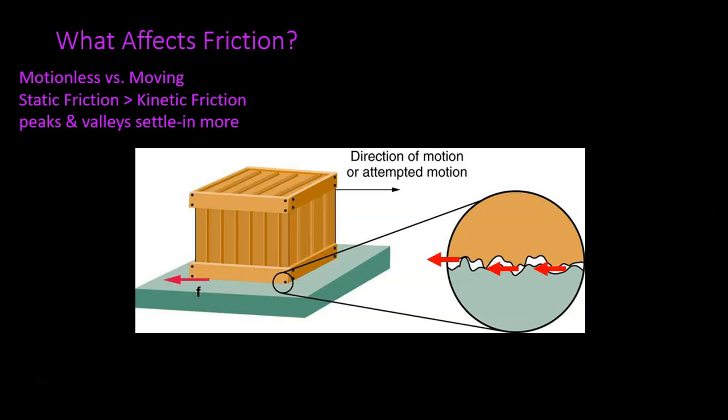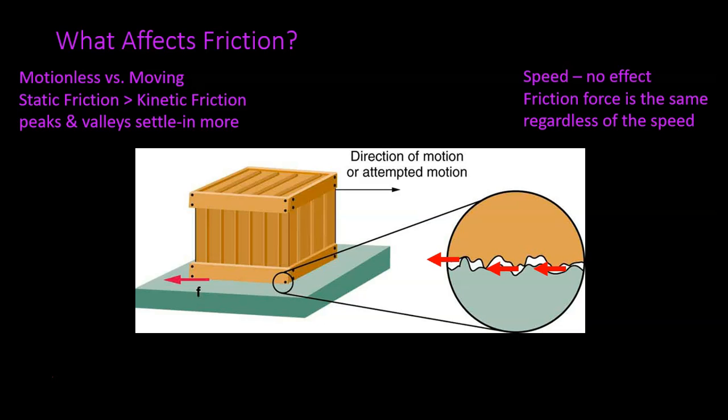First, motionless versus moving. Something that's motionless will have a higher friction force than the same object when it's moving. In physics, we use the term static friction to mean the friction force of an object at rest, and we use kinetic friction to mean the friction force for an object that's moving. The reason for this is when an object is motionless, the peaks and valleys get to settle in more with each other and they interlock more tightly and create those stronger small push forces.